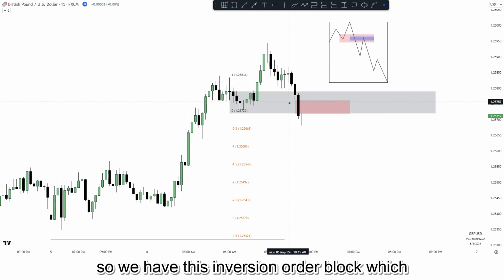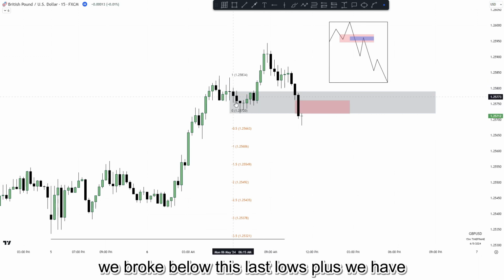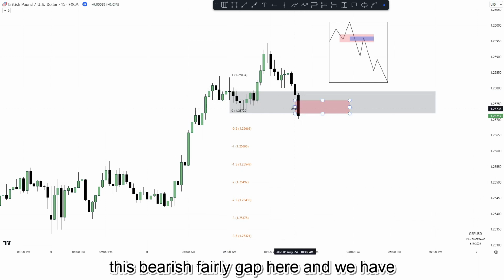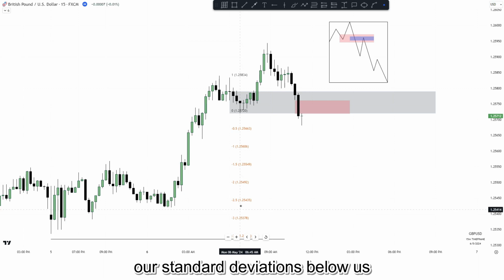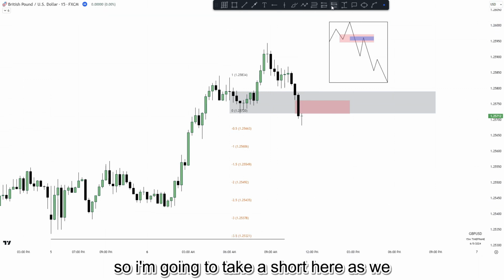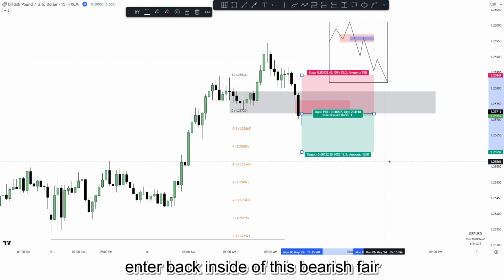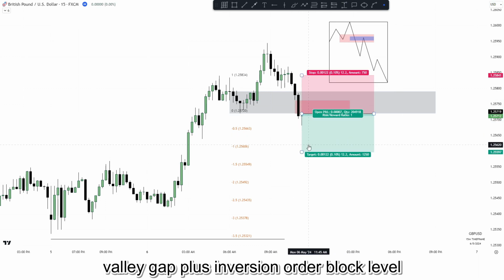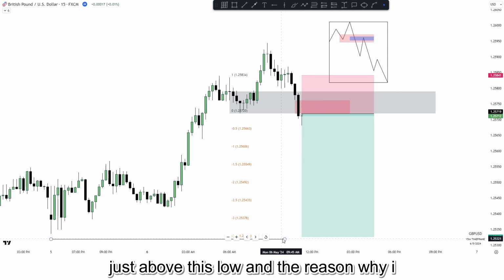So we have this inversion order block, which we broke below this last low, plus we have this bearish fair value gap here, and we have our standard deviations below us. So I'm going to take a short here as we enter back inside of this bearish fair value gap plus inversion order block level just above this low.